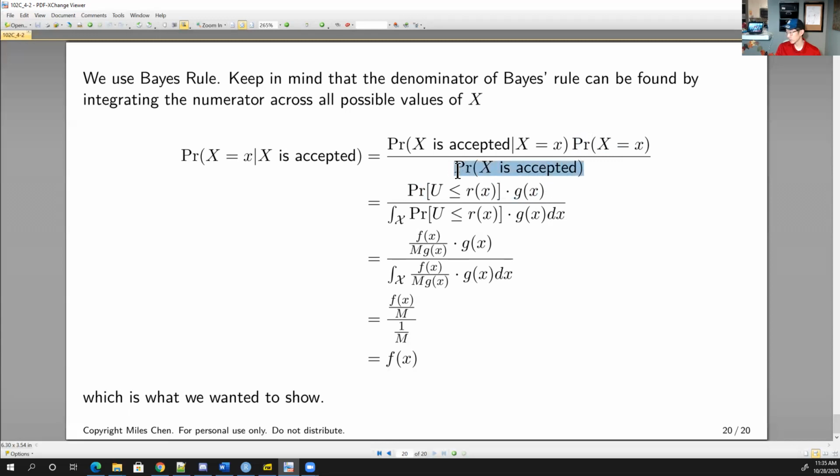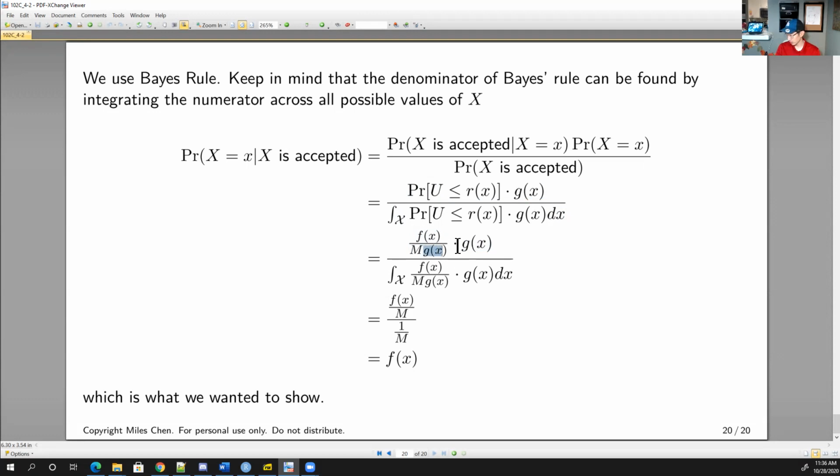And then the denominator is the numerator evaluated across all possible values of x. So we take this numerator and just integrate it across the entire domain of x, or the support of x, dx. Okay, and so what do we get? Well, what's the probability that U is going to be less than r of x? That's going to be equal to whatever r of x is, and r of x is f of x divided by M times g of x. So here I've got f of x divided by M times g of x, multiplied by g of x over here.